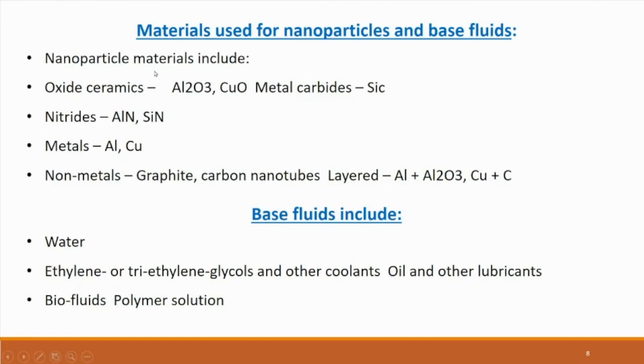I already told you what materials are used for making nanofluids. These are just classifications. Oxide ceramics are aluminium oxide, CuO. Metal carbides, nitrides: aluminium nitride, silicon nitride. Metals can be used: aluminium, copper. Non-metals can be used for making nanofluids: graphite, carbon nanotubes, layered materials, Al2O3, Cu plus C.